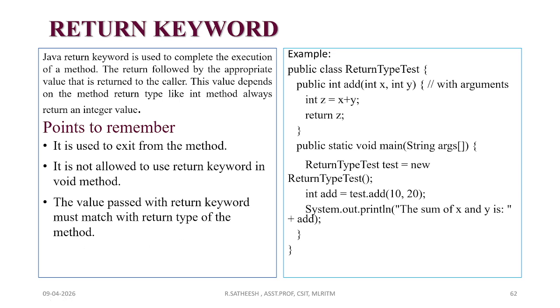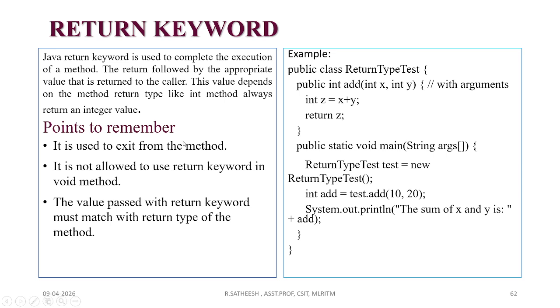If your method is declared with integer, you need to return an integer. If declared with float, you need to return a float value. If it is declared with char, you need to return a char. If it is string, you need to return a string. If it is boolean, you need to return true or false. That's it. It should match your method type.